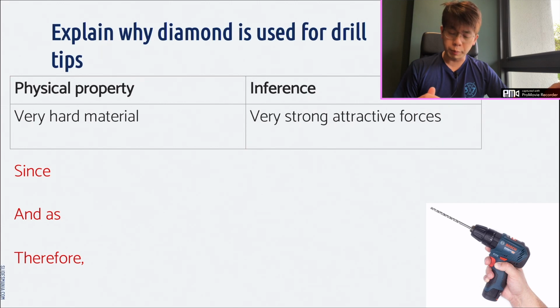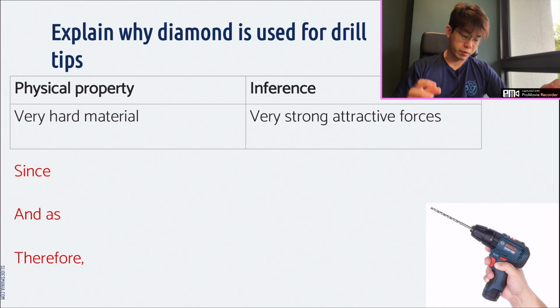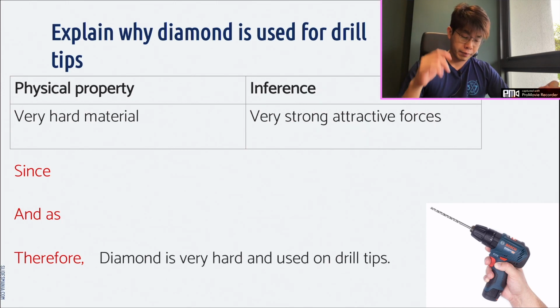Okay, and then the next one: explain why diamond is used for drill tips. Some of you might be wondering what drill tips are. If you look at the bottom right, that's a hand drill, and at the tip there's actually a very small piece of diamond. So why is it used for drill tips? Because it's a very hard material. So we are trying to explain that diamond is very hard and therefore used on drill tips.